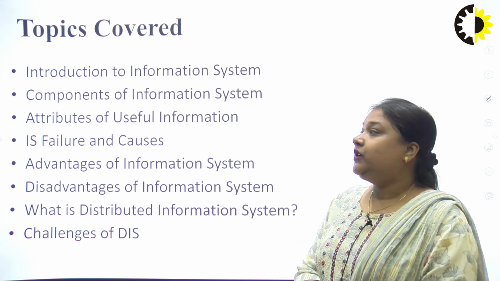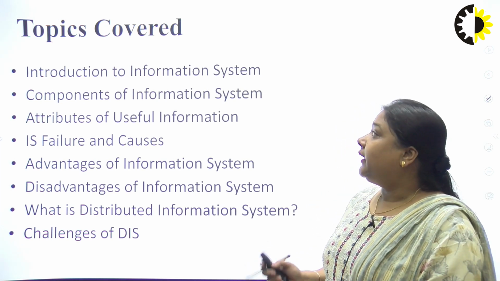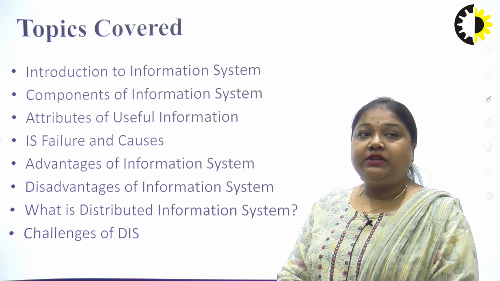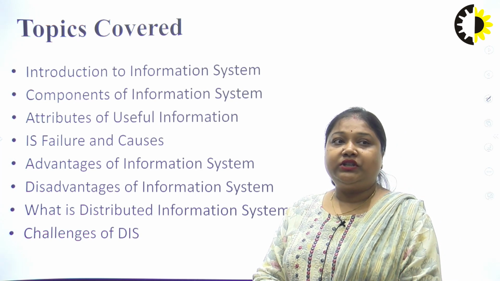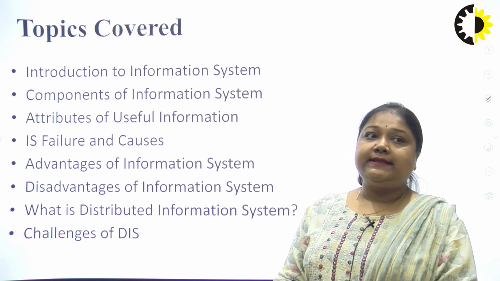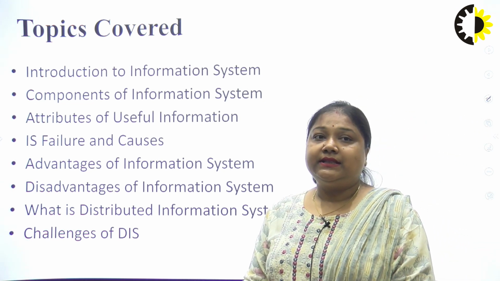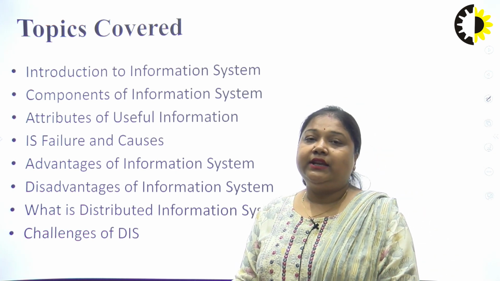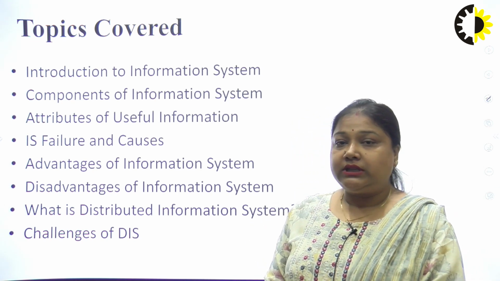So these are the topics that we are going to discuss today. First of all, introduction to information system. What are the components of information system? What are the attributes of useful information, and what are the causes of the failure of information system? What are the advantages and disadvantages of IS? What is distributed information system, and what are the challenges that users will face when they use distributed information system?